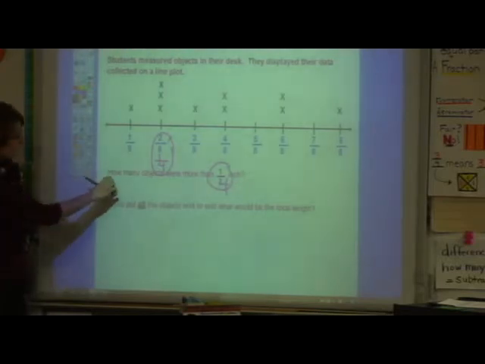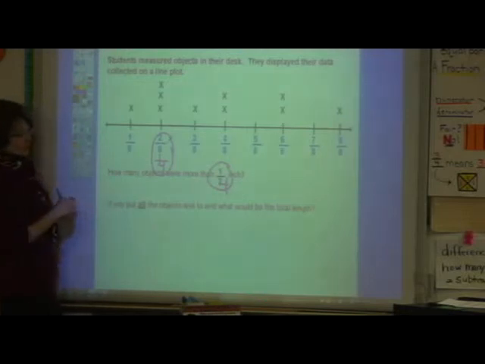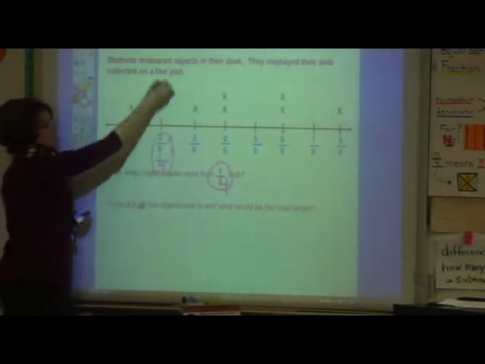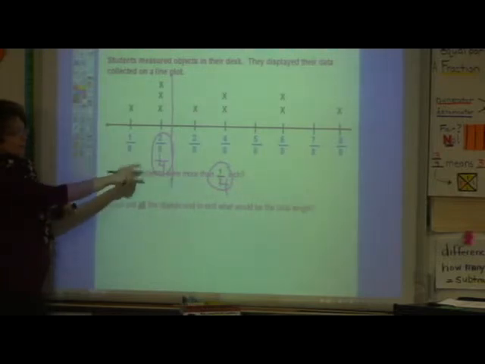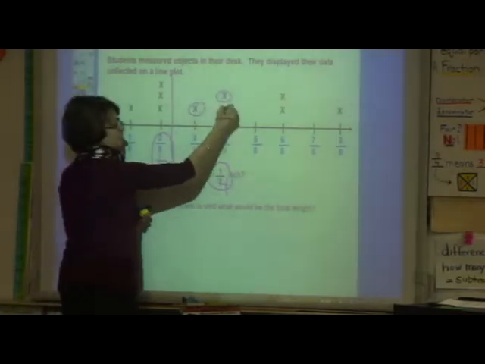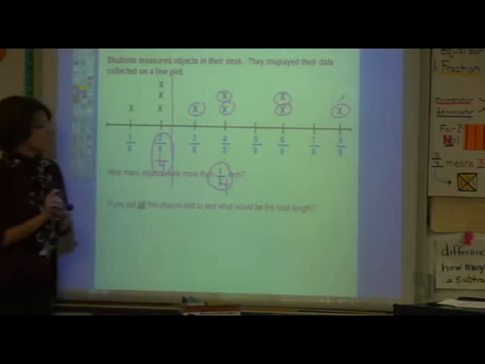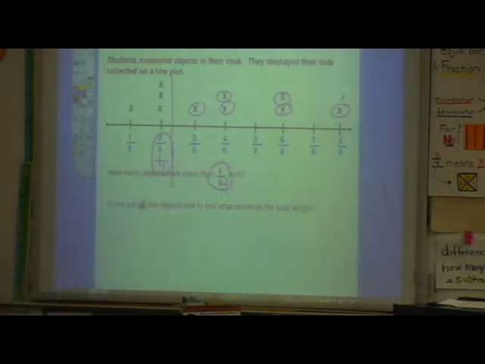So now we go back to the question. How many objects were more than 1/4 inch? Do I want to count my 1/4? No, because it says more than. So I would get them to draw a line on the plot, and then it's asking how many are above that. So it would be 1, 2, 3, 4, 5, 6. Six students found items that were more than 1/4 of an inch in length.